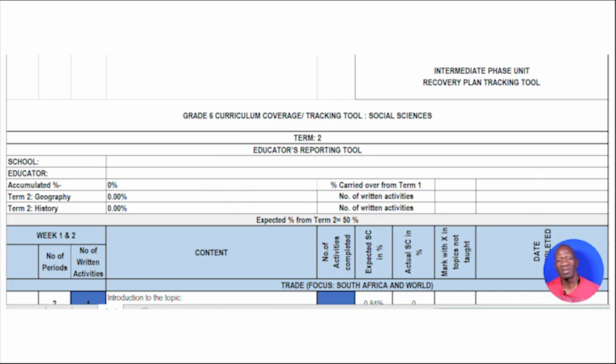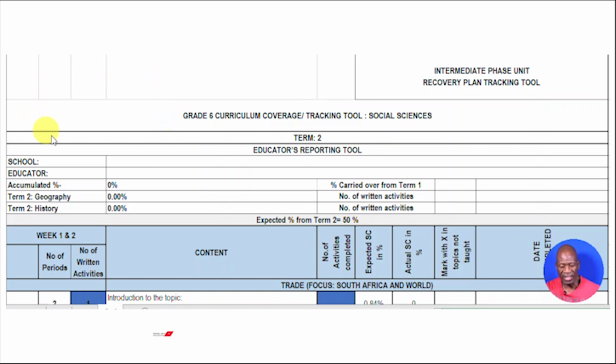So now let's look at how this particular tool works so that we can understand how to calculate the content or curriculum coverage in a subject. Remember, I've indicated that the principle is the same in all the subjects. The only difference is that the tool can be developed to suit the subject that the teacher is teaching. So in our example this time around, we're going to use social sciences.